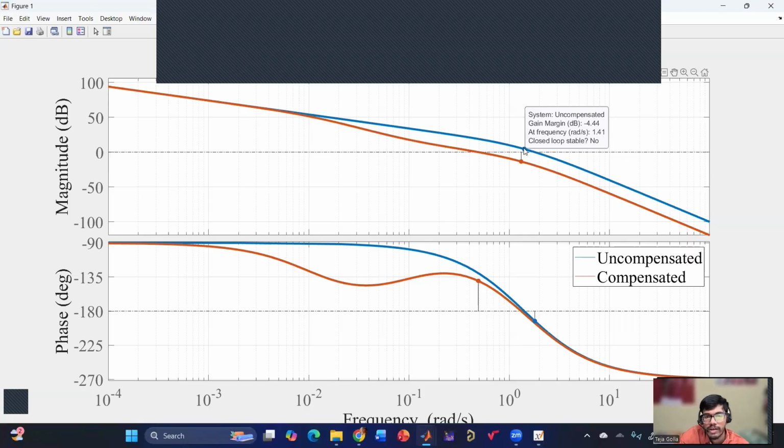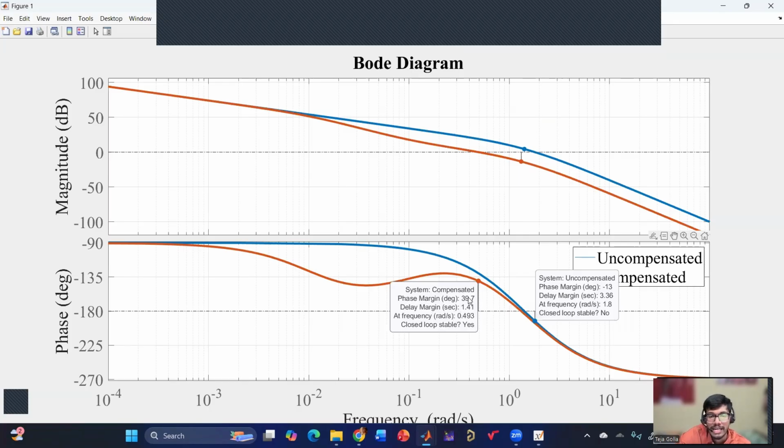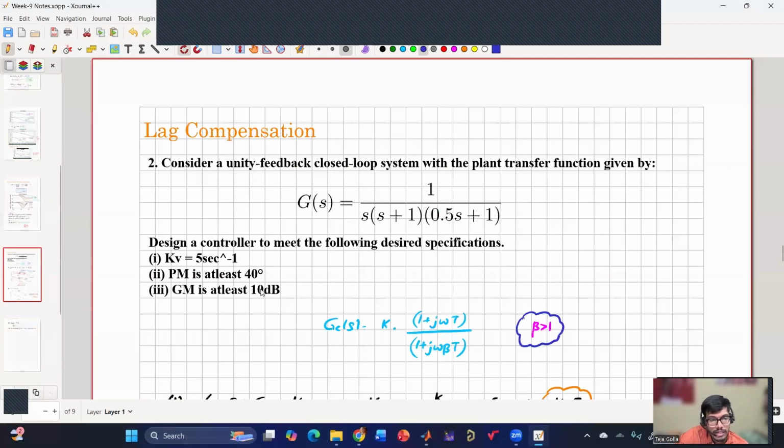And then if I see the stability margins, the blue color is the uncompensated, where I got my phase margin to be minus 13, negative, and the closed loop is not stable. Now I have gotten my phase margin to be 39.7. I have designed for 40 degrees, and I have considered a correction factor of 10 degrees, and I got 39.7. And then my gain margin is 13.4, which is what I am expecting. How much did I get? I am expecting 10 dB. Phase margin should be at least 40 degrees, and then I am expecting 10 dB, but it didn't happen.